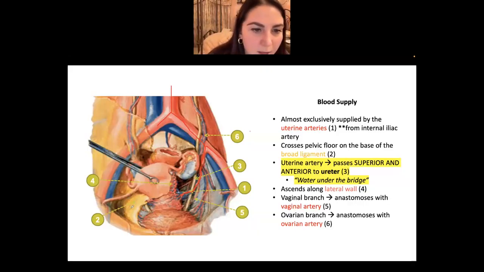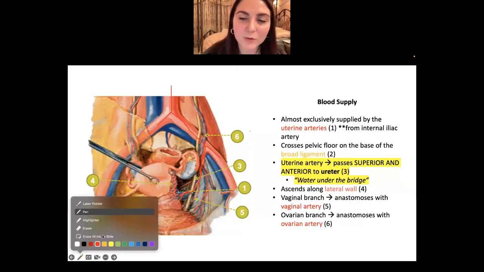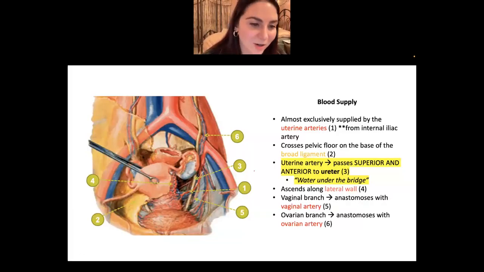Where's number 2? This is a good picture of the broad ligament. You can see they cut it away, but it's basically all broad ligament. The uterine artery is going to pass over, so superior and anterior to, the ureter.